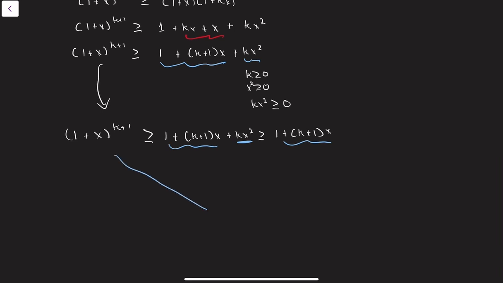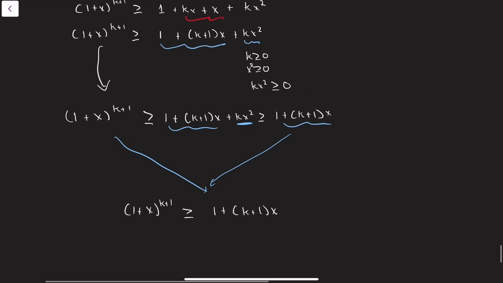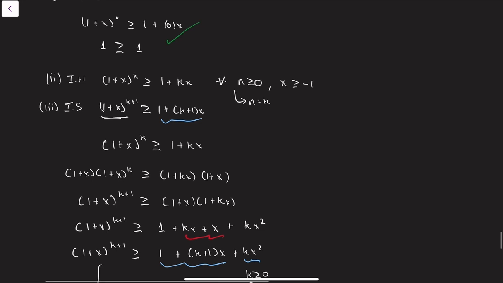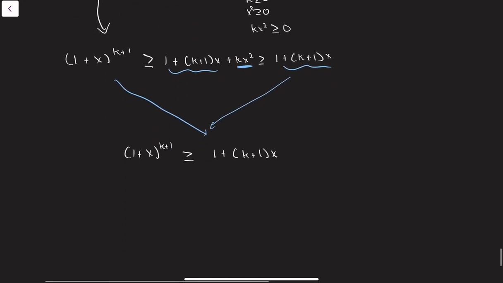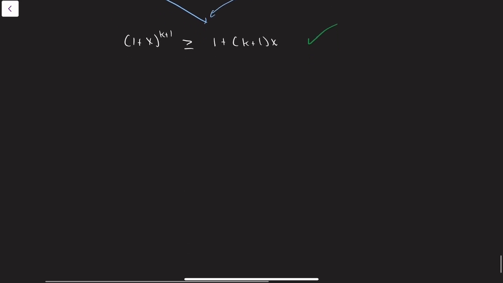And then combining these two inequalities, we can get (1 + x)^(k+1) is greater than or equal to 1 plus (k+1)x. And this is exactly what we wanted to prove. This is the same as the induction step. This is what we were looking to prove, so we proved it. Therefore, Bernoulli's inequality is proved by induction. Perfect. So again, not too difficult. We used our induction hypothesis to prove our induction step.